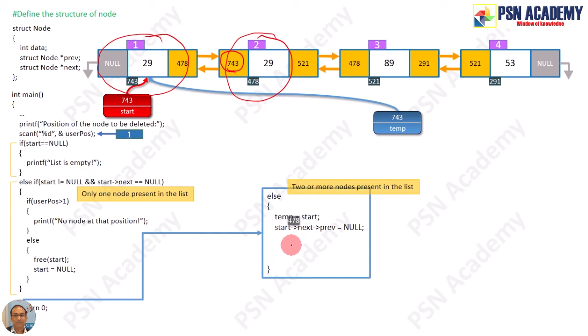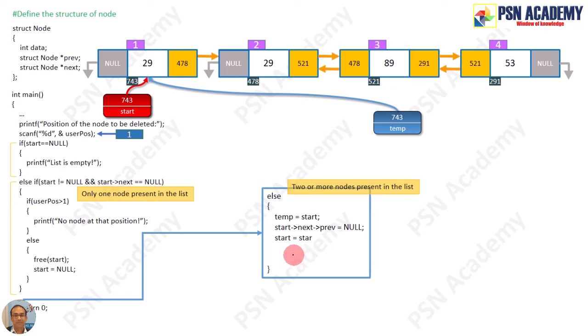Why? Because start next means 478. You can see that. Now the prev pointer of the node at 478 is this one. So this will be loaded with null, right? So whenever this line is executed, this pointer becomes null now.